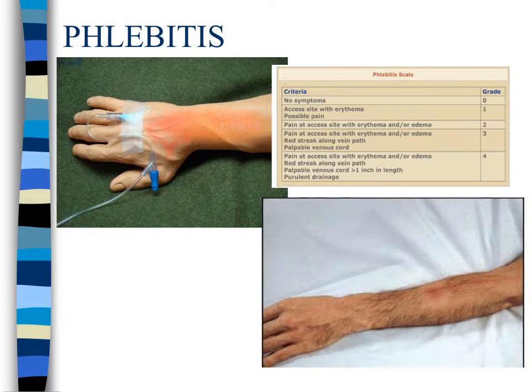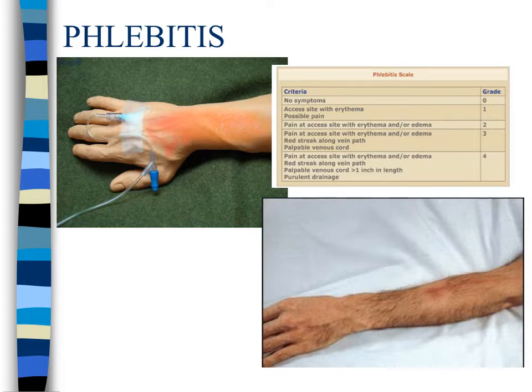A 3 is pain at the site, erythema and/or edema, a streak is present, and there is a palpable cord. And a 4, which is the most severe, is pain at the site, erythema and/or edema, a present streak, a palpable cord greater than 1 inch, and purulent drainage.